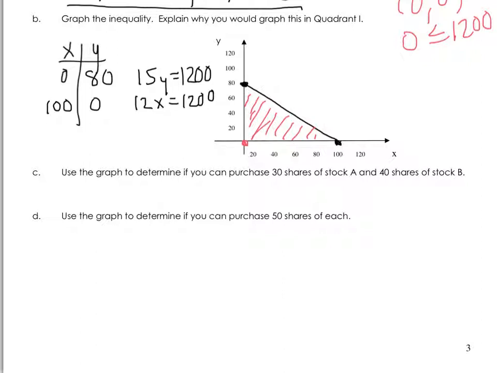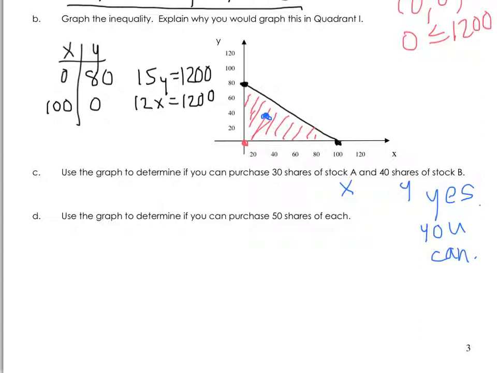Use the graph to determine if you can purchase 30 shares of stock A and 40 shares of stock B. Now remember, we purchase X shares of stock A and Y shares of stock B. So we want to know if the point 30, 40 is in our solution. Yes, you can do that. You can.